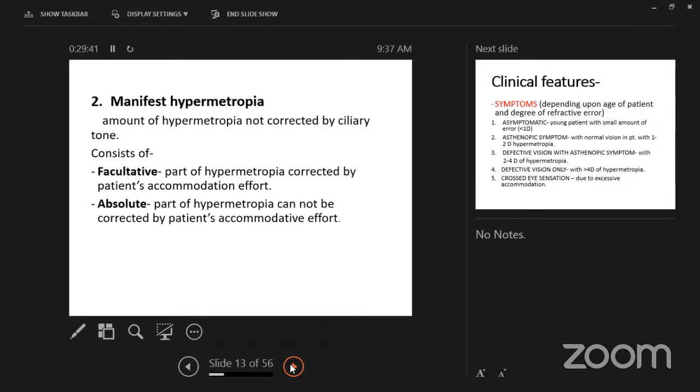It depends; a younger patient will have more severe. So do we need to correct that after the age of 40 years?